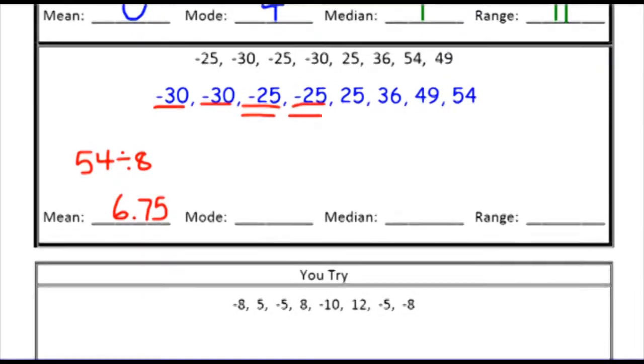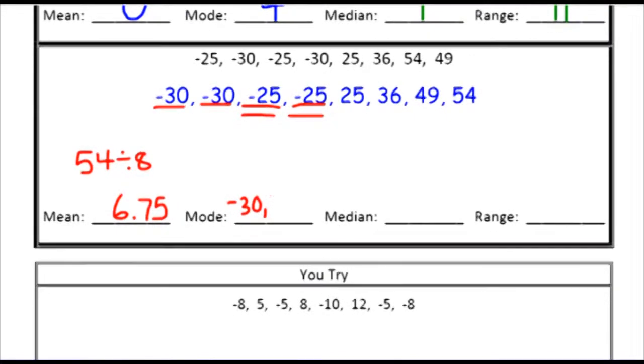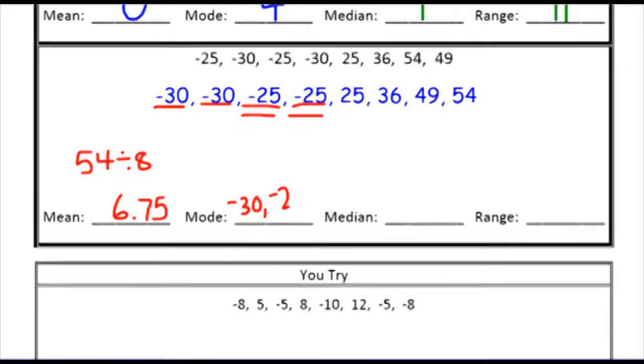25 doesn't repeat. 36, nope. 49, nope. 54, nope. I have two values that repeat: negative 30 and negative 25. They each repeat the same amount.